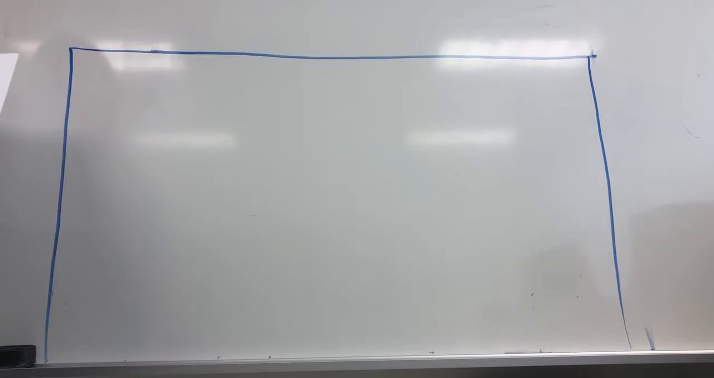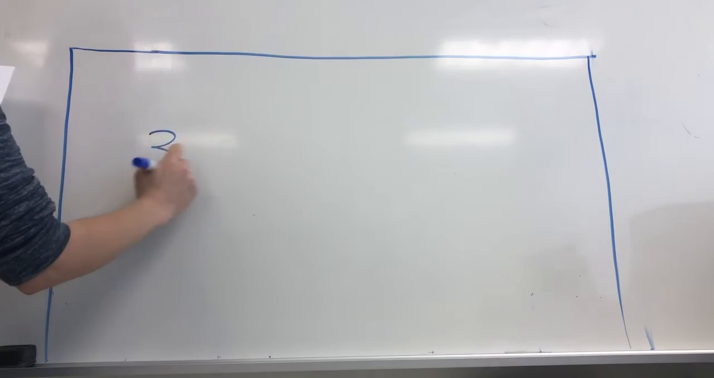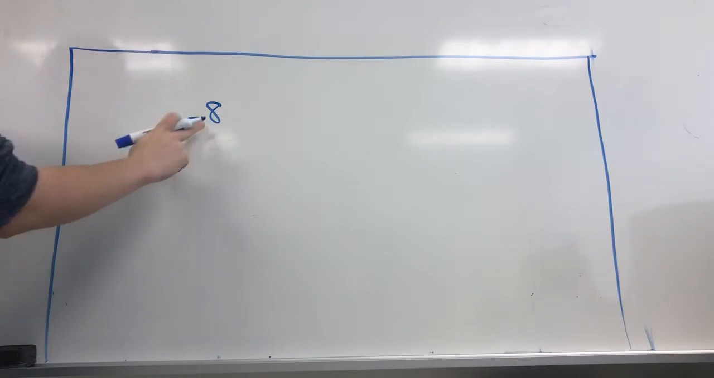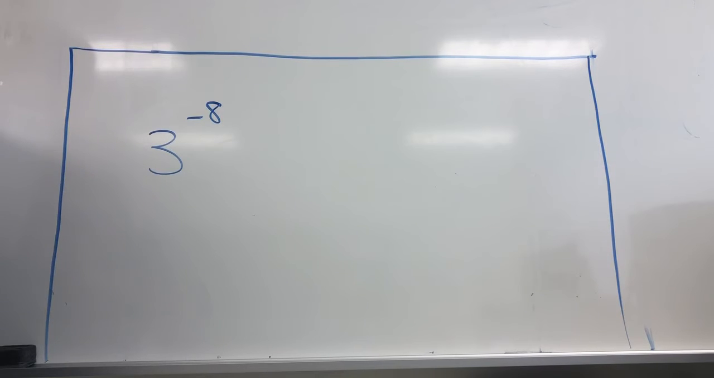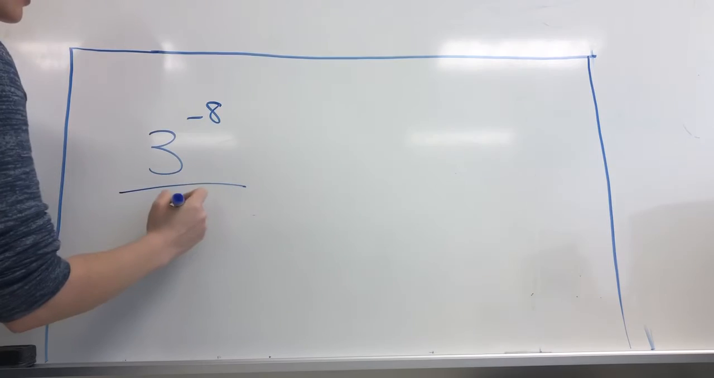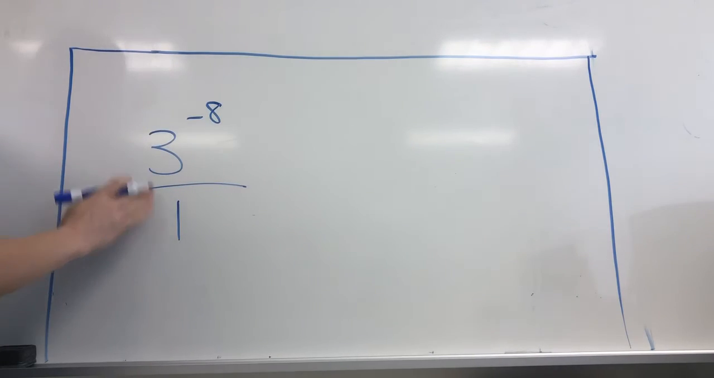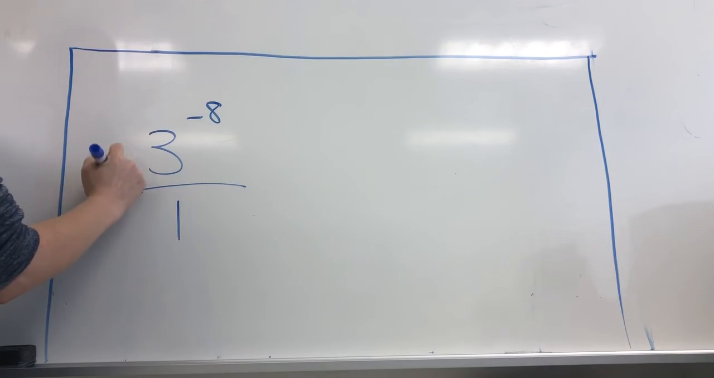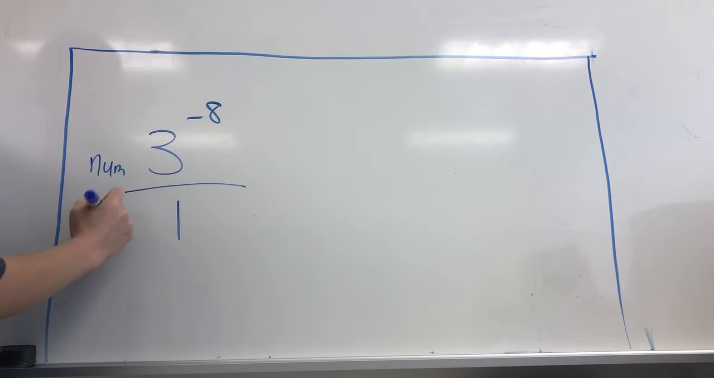So next I want to talk to you about the negative law of exponents. What this law says is when you have a negative exponent, you use the inverse or reciprocal and drop the negative sign. So let me show you what I mean. If we have 3 to the negative 8, we can't leave this negative exponent. So the first thing I'm going to do is turn this into a fraction. So you can do that by placing this term over 1. So here our numerator is 3 to the negative 8, and our denominator is 1.